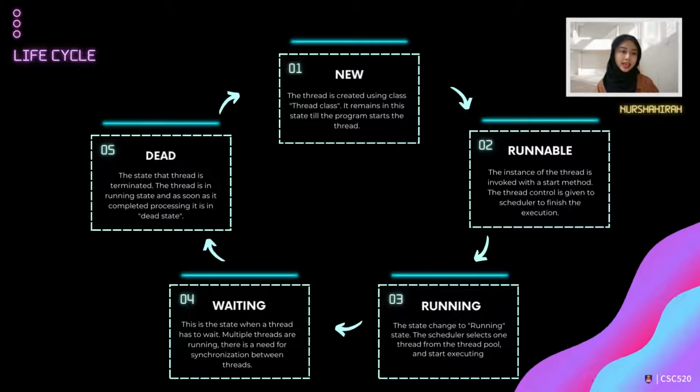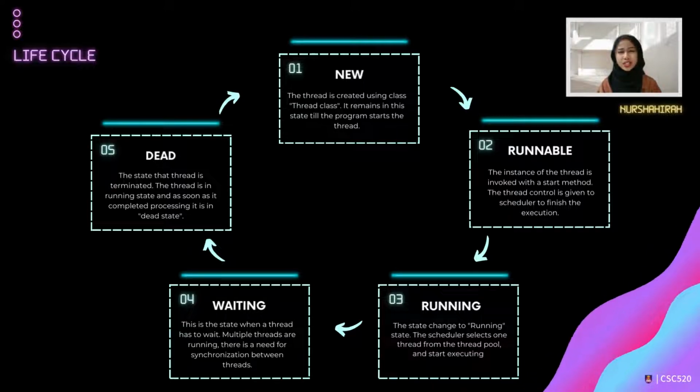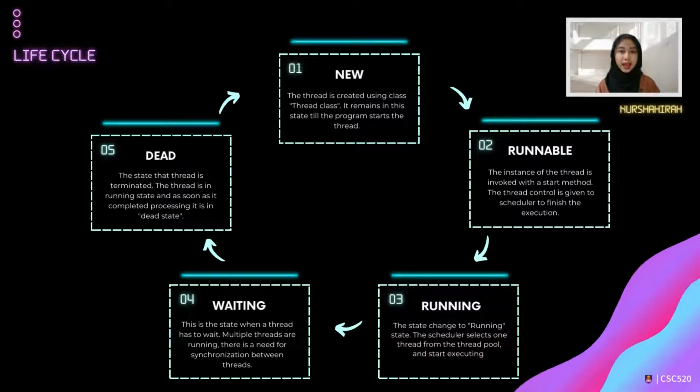The third state is running. When the thread starts executing, then the state will change to the running state. The scheduler selects one thread from the thread pool and it starts executing in the application.